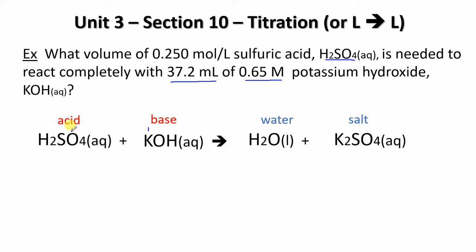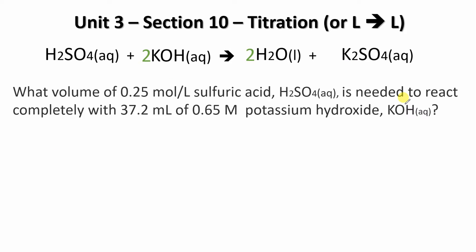We're not quite finished because we need to do some balancing. You should notice that there are 2 potassiums, so we'll put a 2 in front of potassium hydroxide. And then if you were to count up all the hydrogens, we have 2 hydrogens here and another 2 hydrogens there, giving us 4 hydrogens on the left. So if we put a 2 here, that should give us 4 hydrogens on the right side. And now, when we have a balanced equation, we can proceed with our question.